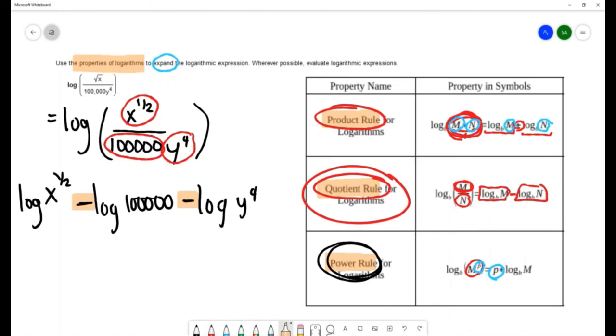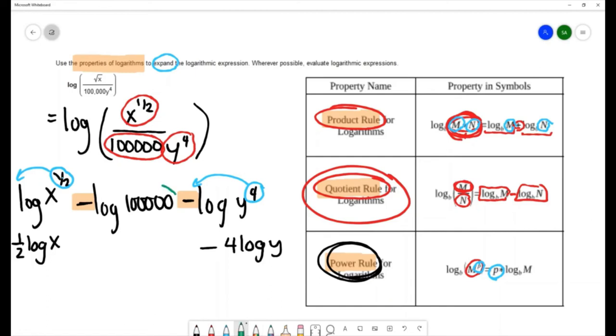So now we've used both the product rule and the quotient rule at the same time. Then we're going to move on to the power rule. So with the power rule, these two have powers, and I'm going to be able to move those powers to become the coefficients. So each of those will become 1/2 log of x and minus 4 log of y.